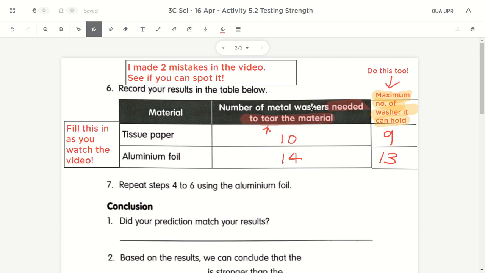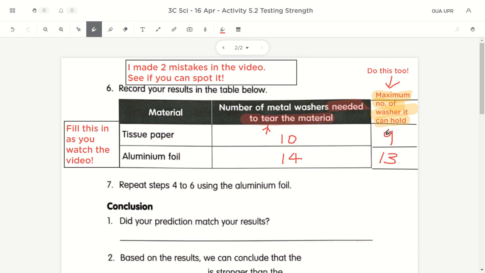So the number needed to tear the material is definitely more than the maximum number it can hold. For example, I can carry 10 kg. Can I carry 11 kg? I cannot. So this is how much I can carry. This is how much will make me break down or make me tear.